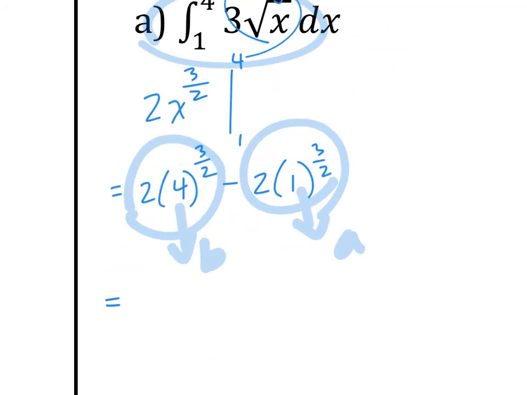Okay, 2 times 4 to the 3 halves. 16. Altogether 16, yes. Okay. Minus 2. So 14, yes. So from now on, you're going to evaluate it by hand, not using approximation, not using Riemann sum for the most part. Yeah, of course, yes.